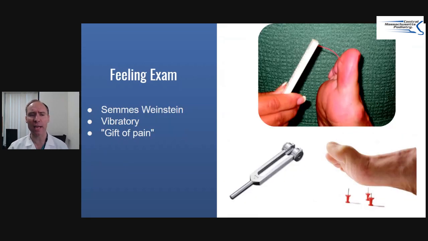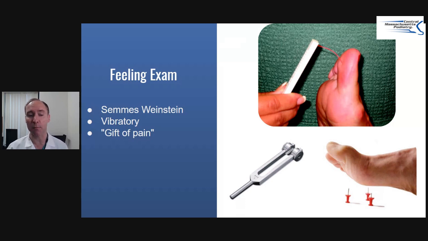The other thing you want to look at is the feeling exam or evaluating for neuropathy. This is a simple test that we do here in the office where we poke the tip of the toe and we try to determine if you have feeling or not. That's really what you have to have for the gift of pain. I call it the gift of pain because if you can feel that, you're probably going to be okay if you step on something, you're going to notice it.